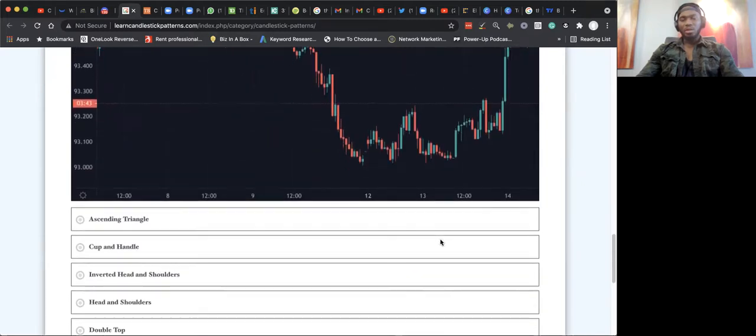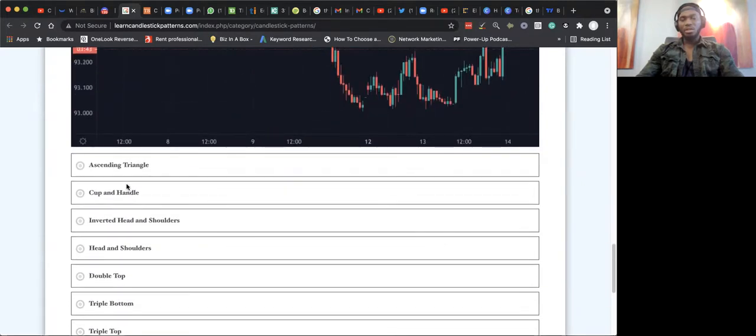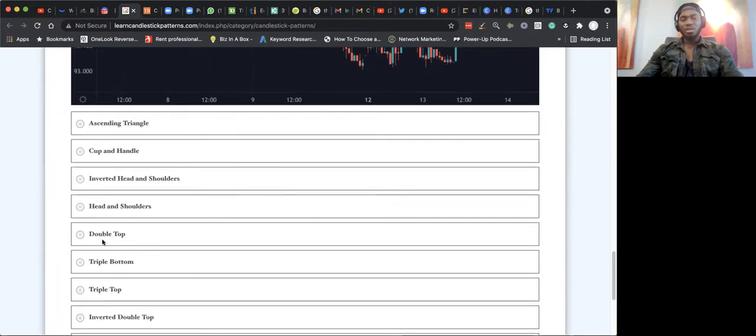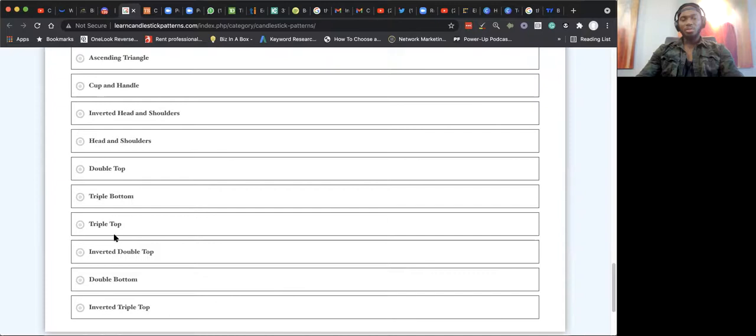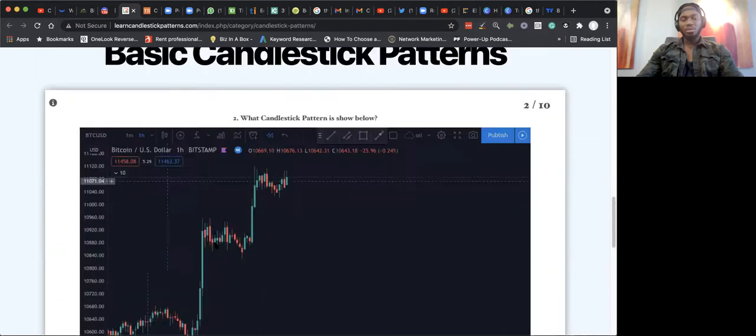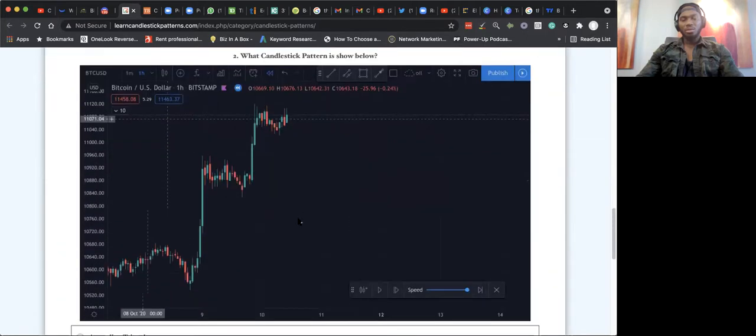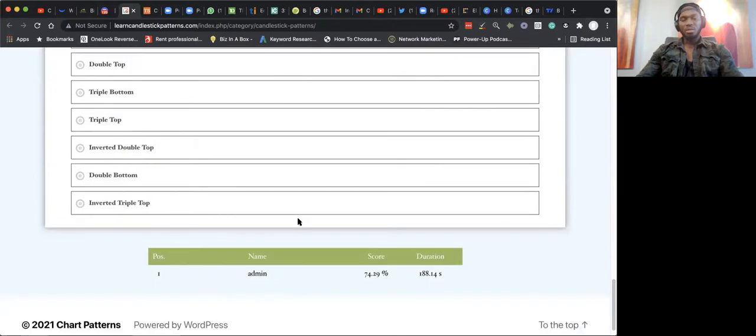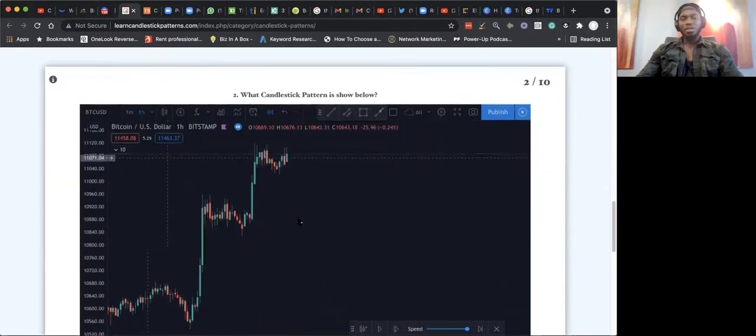well, here are the options. There's an ascending triangle, cup and handle, inverted head and shoulders, double top, triple bottom, triple top, inverted double top, double bottom, inverted triple top. Oh, wait a minute, I may have clicked there. Okay, moving right along. I hope you picked the right one. I just clicked one on accident.